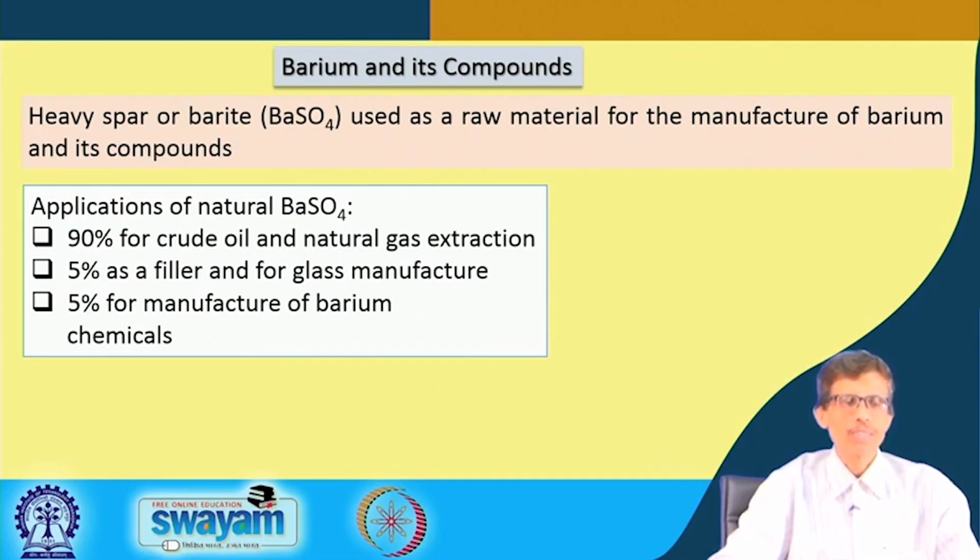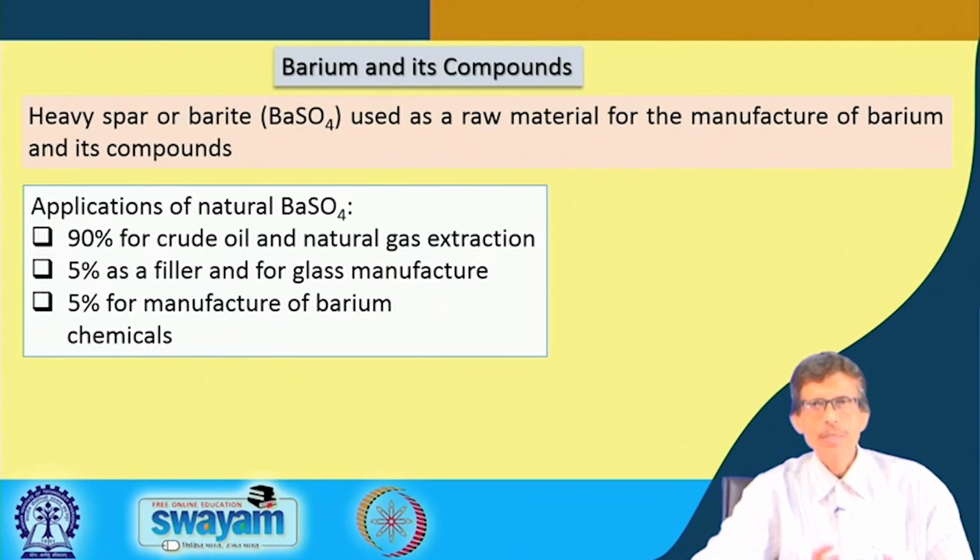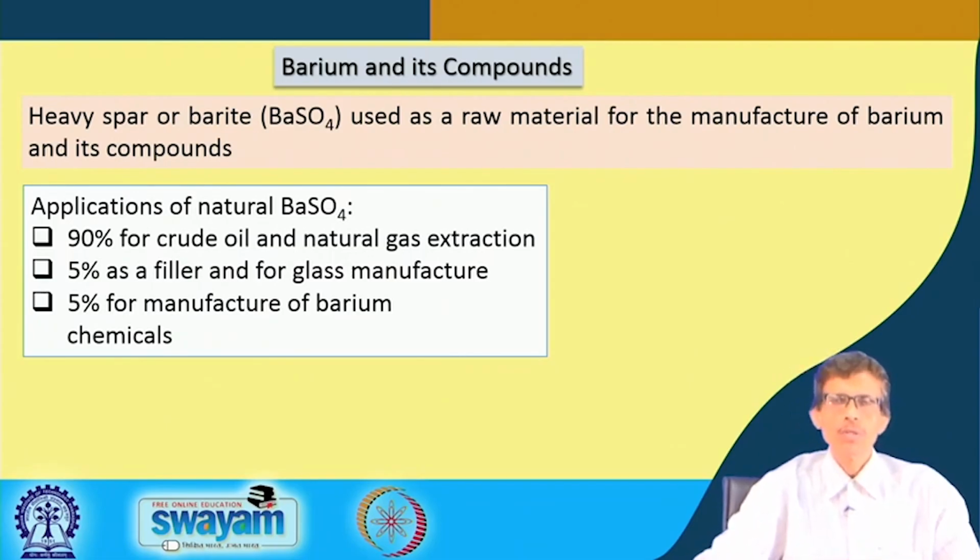So, almost the entire amount of this barium sulphate production, 90%, is utilized for crude oil and natural gas extraction. This is the most useful inorganic compound utilized in the oil sector, because in the mud we handle and the drilling process we handle, people use this particular barium sulphate for both oil extraction as well as gas extraction. And out of this only 5% is being used as the filler for glass manufacturing.